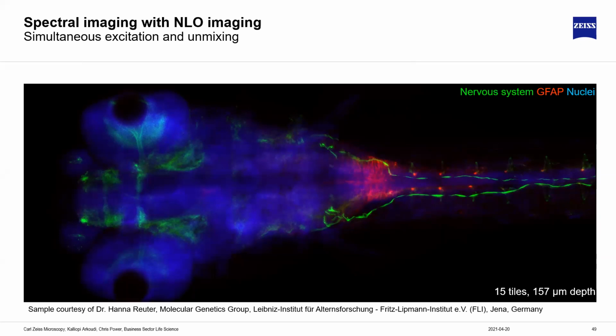So in this sample, we excited three fluorescent proteins with only one laser line at 780 nanometers. This, of course, speeds up your imaging because you don't excite with 3 lasers sequentially. It does make it more gentle to the sample because you don't use 3 times the same amount of light on the sample. So you have less phototoxicity and less photobleaching. And with unmixing, you can separate your different spectra and you can get really beautiful results.